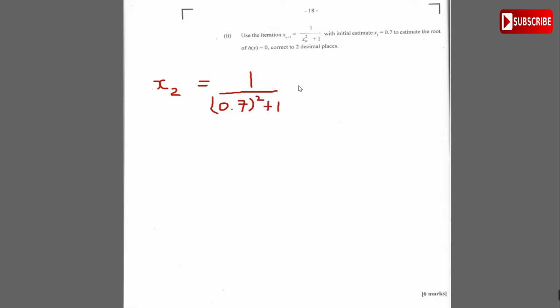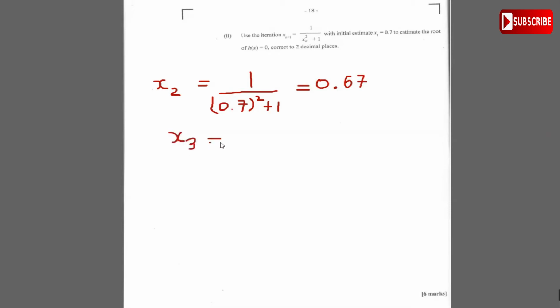So you go ahead and you work that out. 0.7 squared plus 1, and 1 divided by that, you get 0.67. Nice and easy. Now, you need to then find out x3.